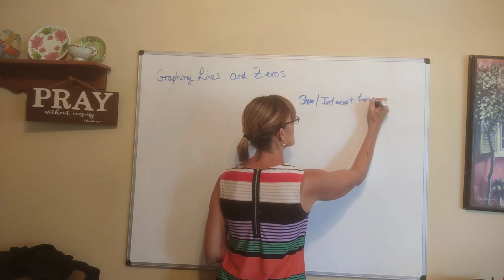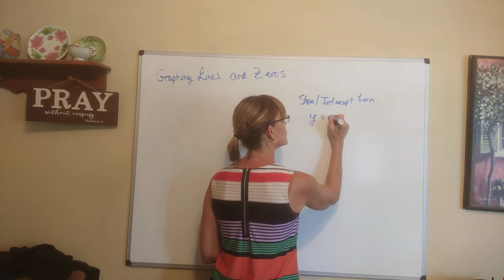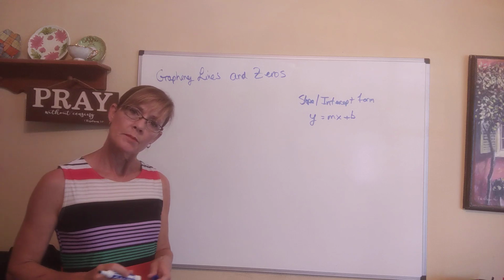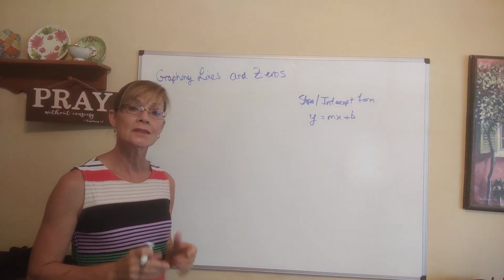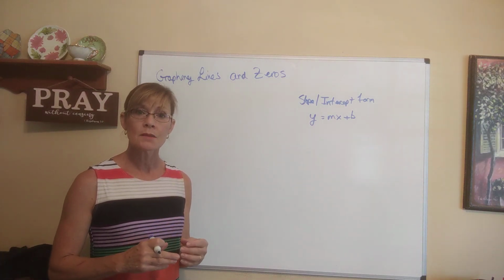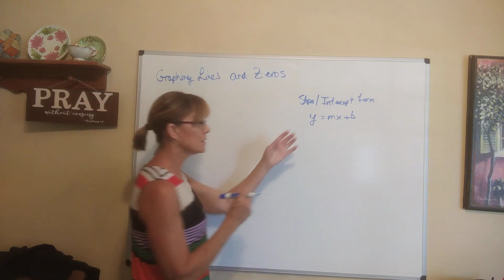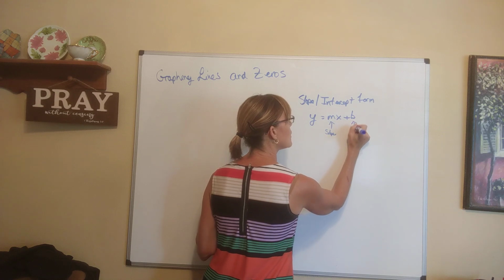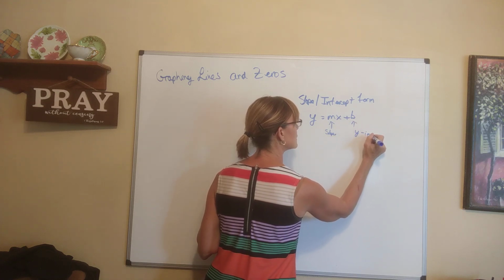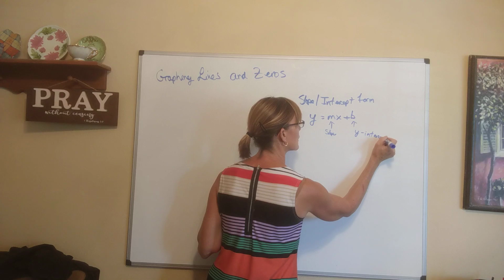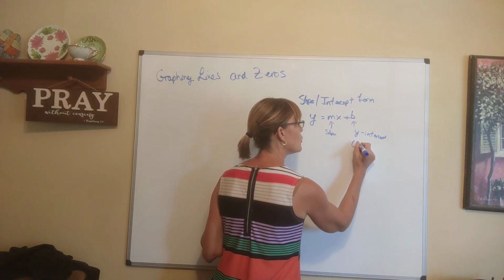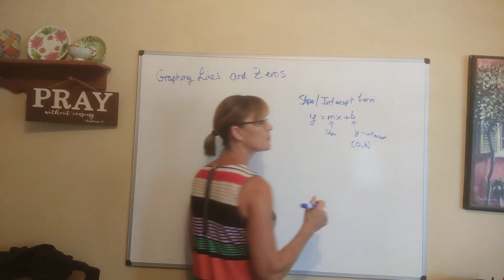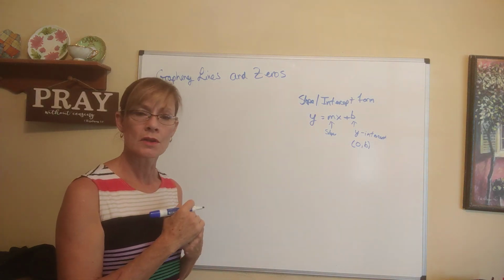looks like this. It's y equals mx plus b. And it's called the slope-intercept form because when you look at this form, you can see the slope. The slope is m, and it's always whatever's next to the x when it's in this form. So this is the slope, and this is the y-intercept. The y-intercept is the point where the x-coordinate is 0, and the y-coordinate is whatever the number is that touches the y-axis when it crosses through.